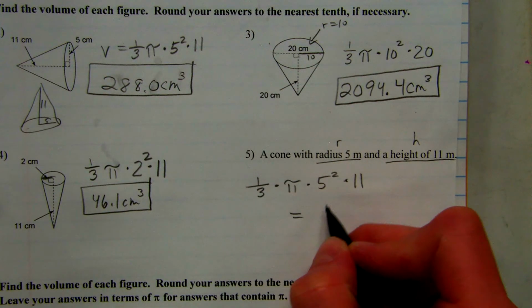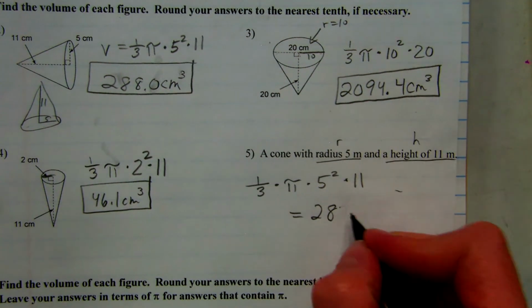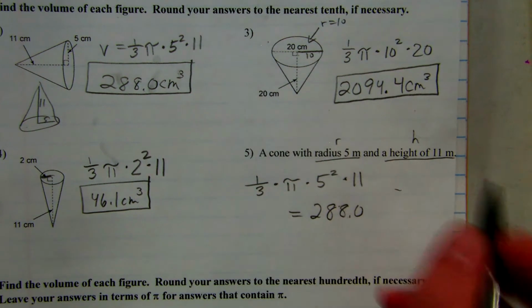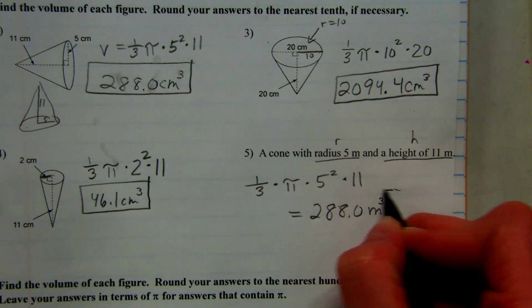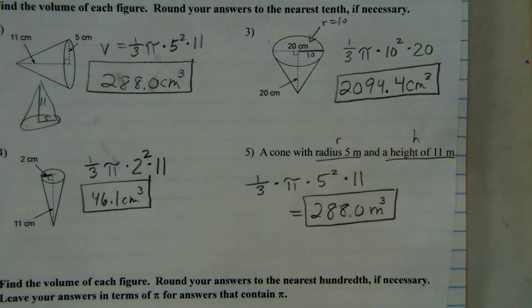So this was randomly generated by the computer. So this is going to round up to 288.0 again. Oops. It's meters this time instead of centimeters, so I guess that's different. But basically, I wanted to have an example where you had to take it out of a sentence instead of out of a picture.